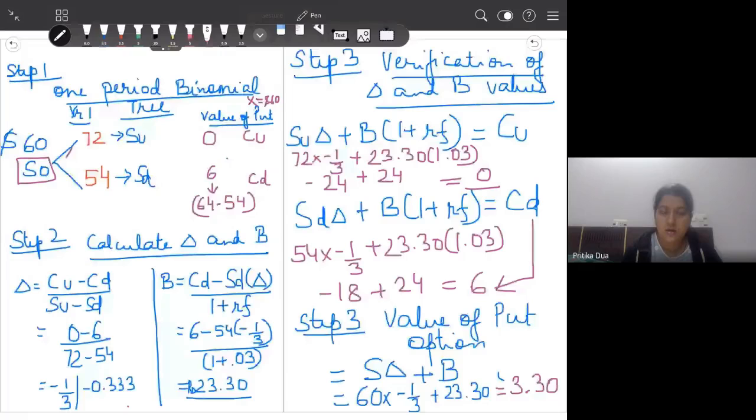This is how you apply the binomial option pricing model to calculate the value of a call or a put option. These steps are the same. Okay, so please have a look. If there's any doubt, then ask at any of these steps.